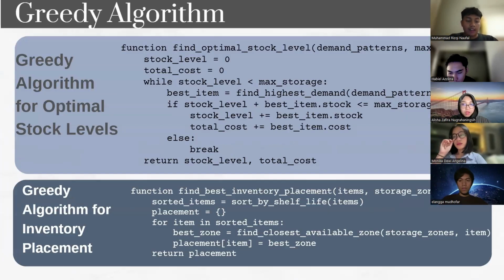And then we have the greedy algorithm for inventory placement, which is to find the best way to place inventory items in the storage room. First is sort items by shelf life, and then for each item, find the closest available storage zone, assign the item to that zone, and repeat until all items are placed, and then return the placement configuration.